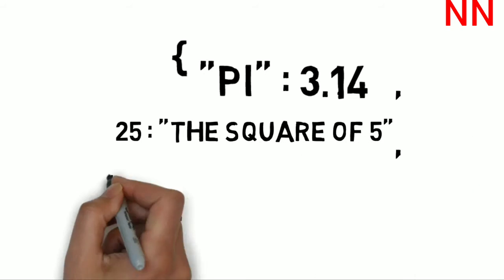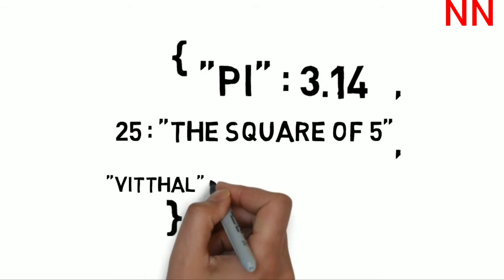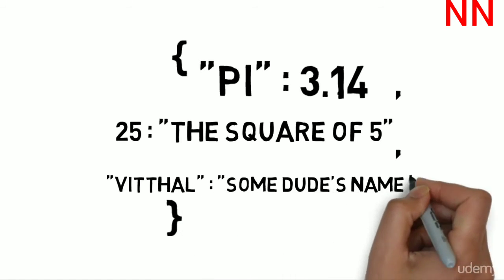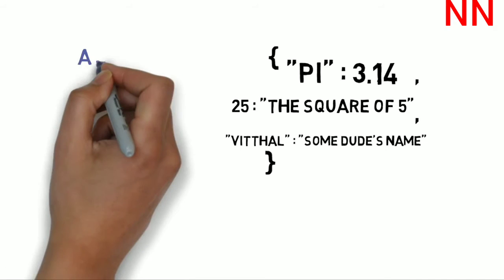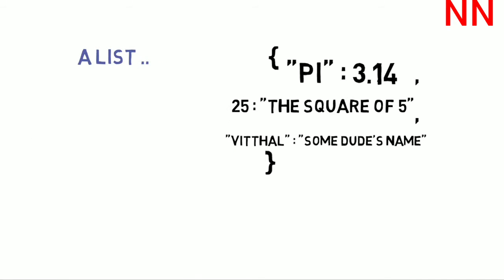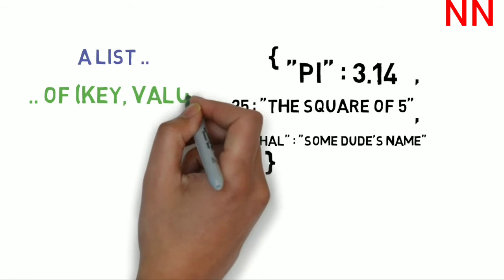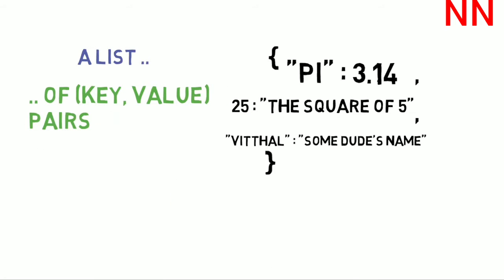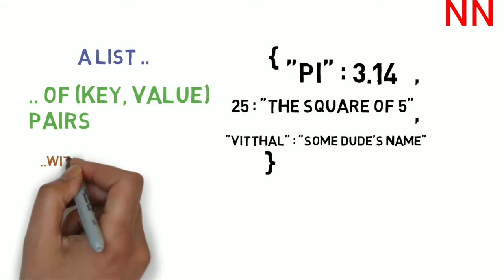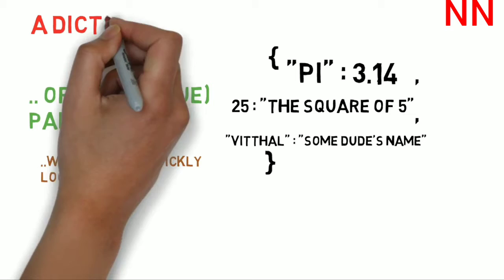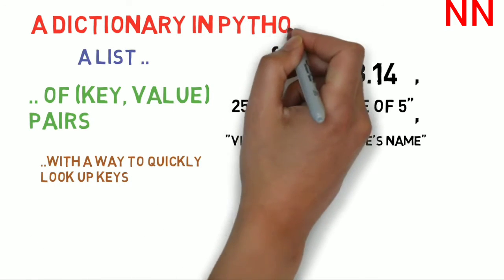Here is a dictionary of 3 key value pairs. Pi is the key and 3.14 is the value. 25 is a key, the square of 5 is its value. Vithal is a key and some dude's name is the value. This is a list of key value pairs with a way to quickly look up the value for a key.